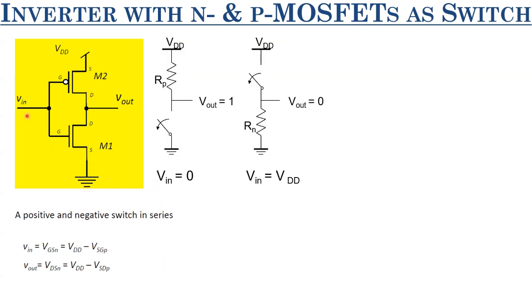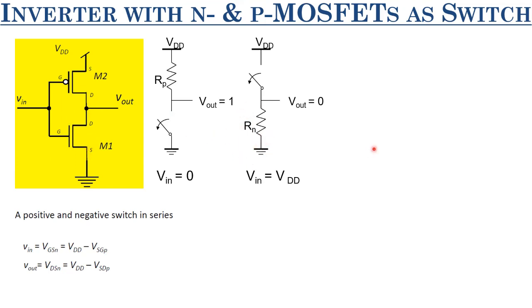So now if your Vin equals 0, what happens? This is in cutoff, so this switch is open. However, if Vin equals 0, since this is a negative switch, what happens? This connects VDD to this Vout with a small resistance RP, and hence our Vout is 1. When Vin equals VDD, this is in cutoff mode, and this switch is on, and this Vout is connected to ground with the help of this RL.